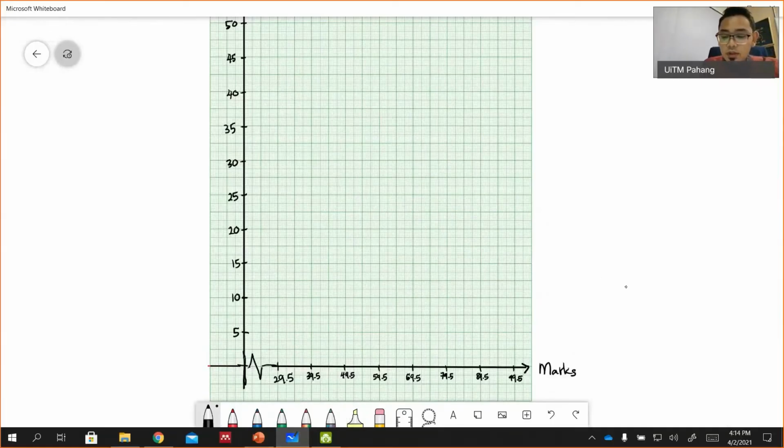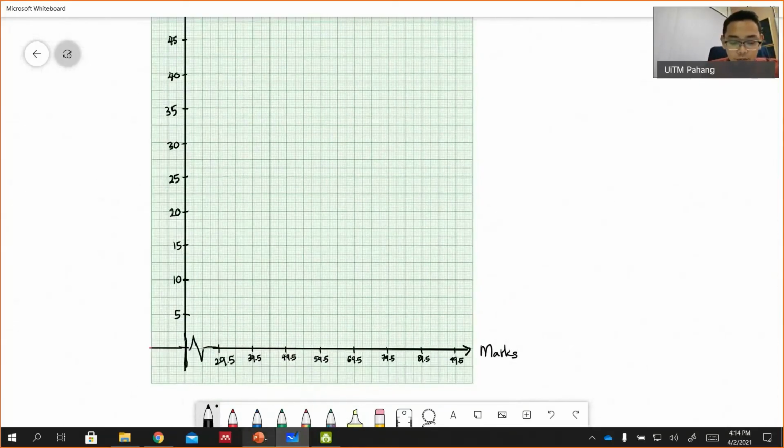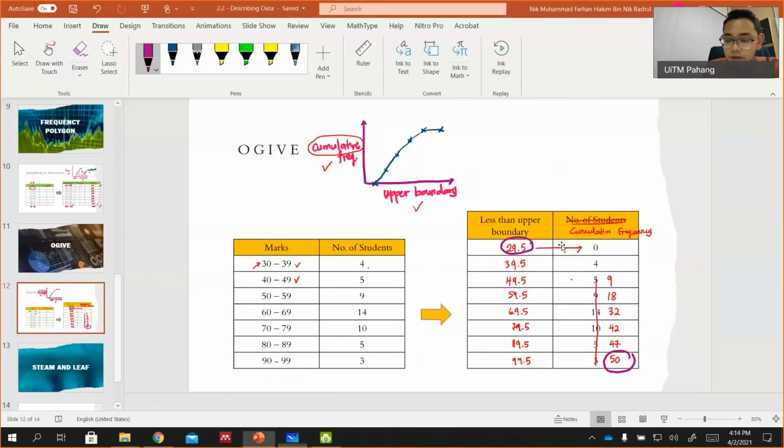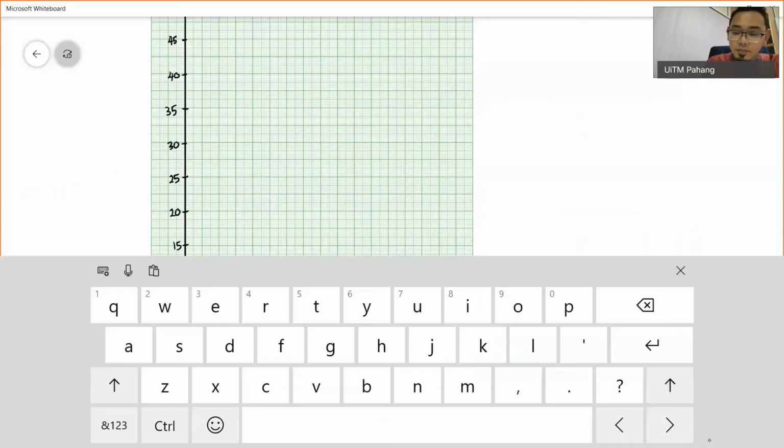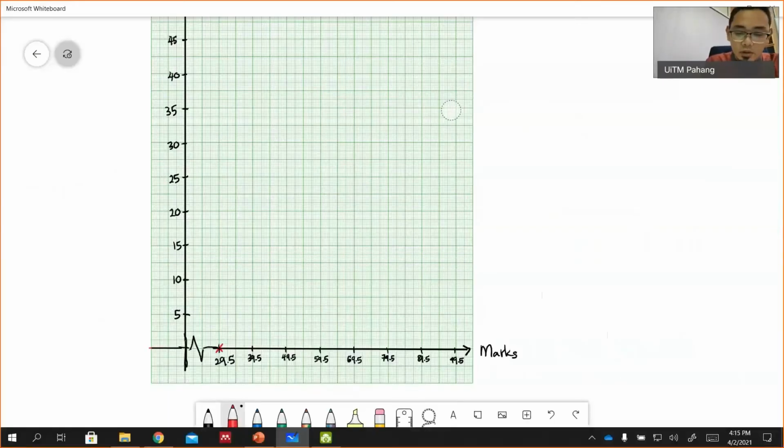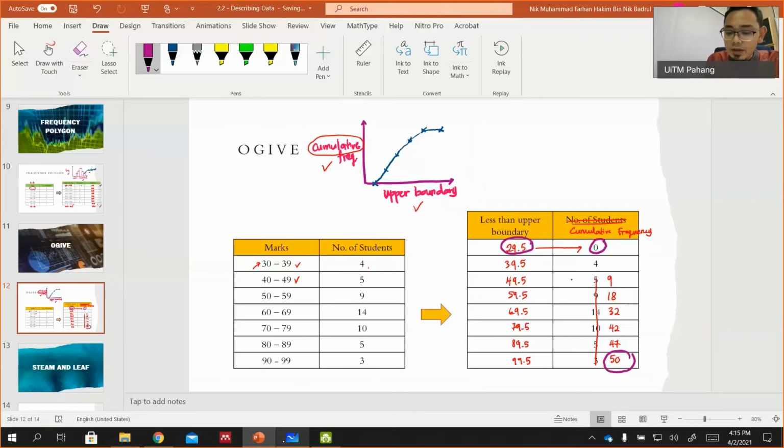Now for the first one, for 29.5, the value is 0. So we're going to mark 0 here. Please mark it like this. I don't want to see on your graph paper marks that look like dots. It's clearer if you use this cross, it's better because it's clearer. For the next one, 39.5, you have 4.